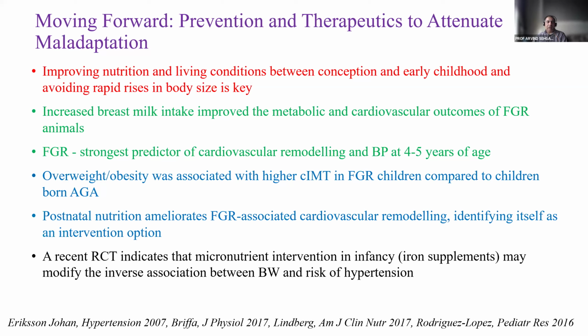And as I mentioned earlier, some data suggest iron supplementation tends to modify the inverse association between birth weight and hypertension. So there is some information coming around that as well. It is not routine practice to have these implementations, but certainly breastfeeding and avoiding overweight and obesity is the treatment of the obvious to help these things.